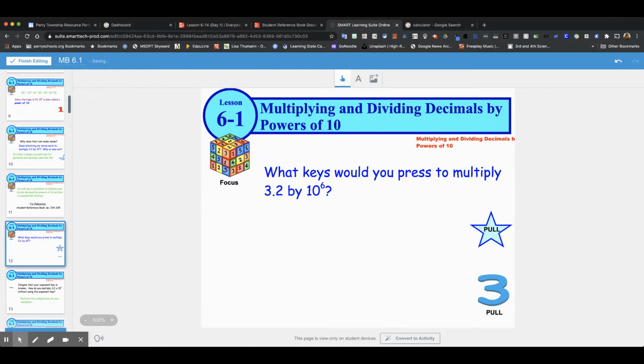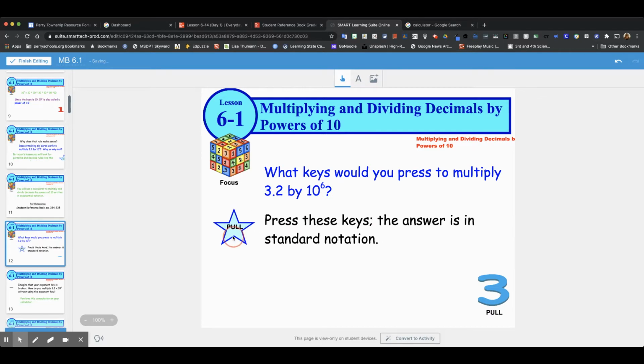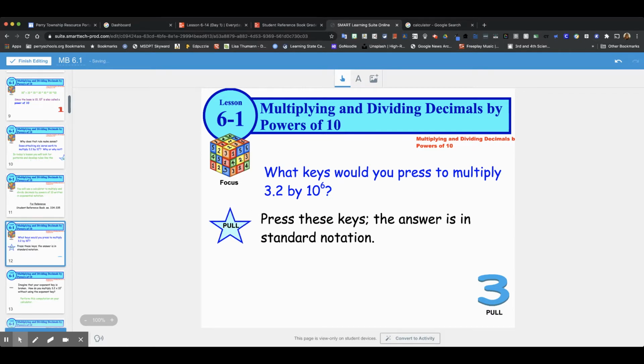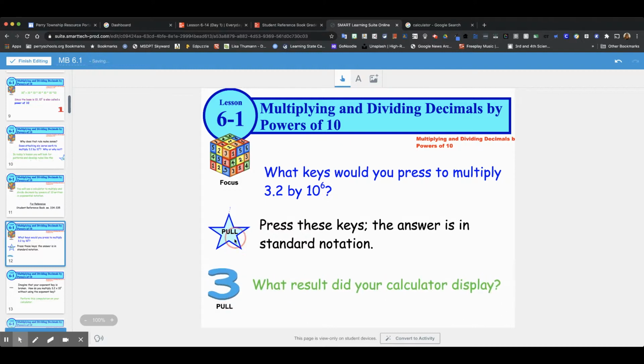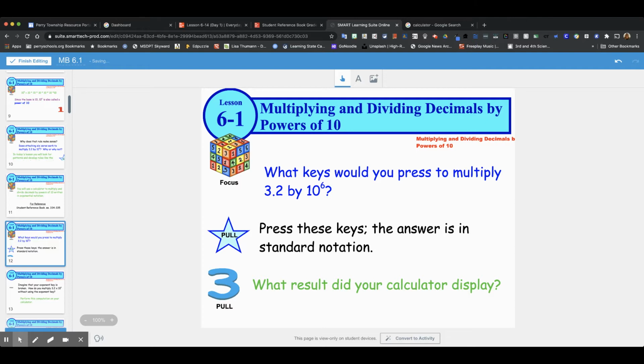When you're looking at a calculator, we want to figure out what keys on that calculator we would press to multiply 3.2 by 10 to the sixth power. You're going to press the keys, and the answer is in standard notation. I want you to take a moment, look at your calculator, and try figuring out what you would type in to get 3.2 times 10 to the sixth power. Go ahead and pause your video, play around with your calculator, check it out, and then come back.